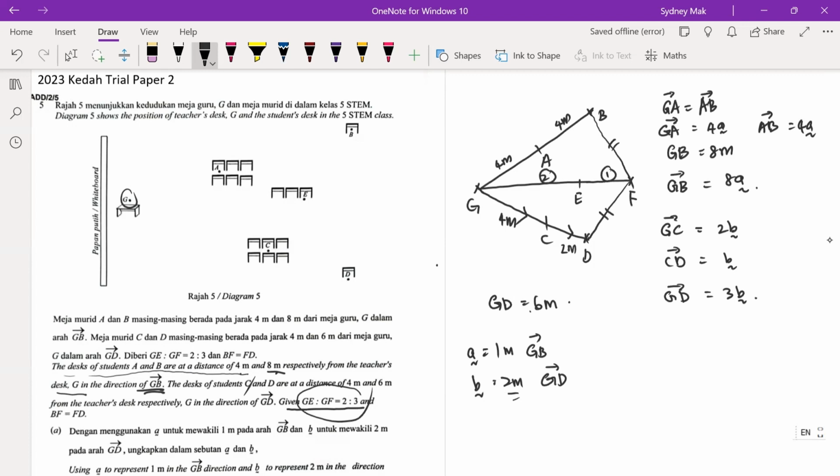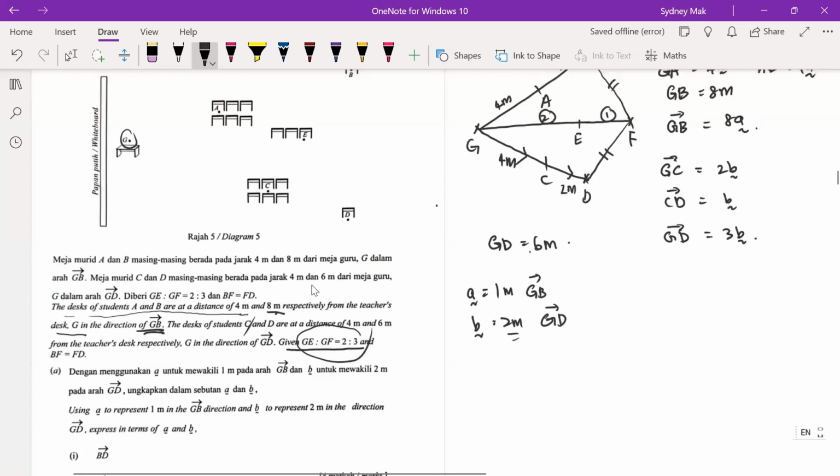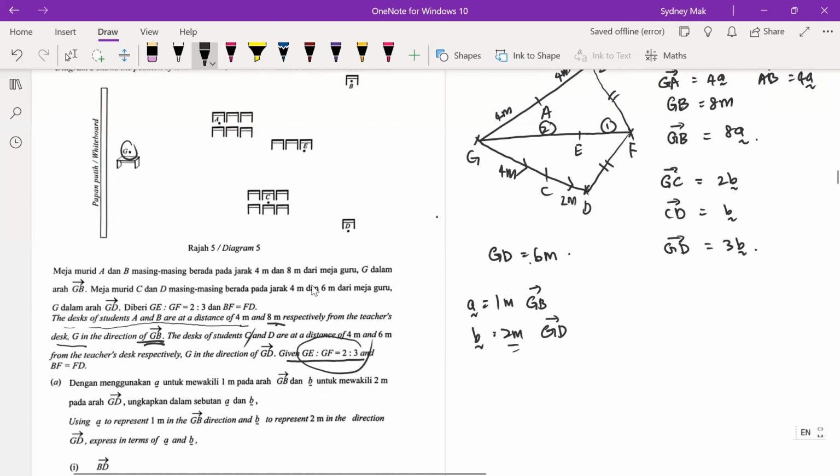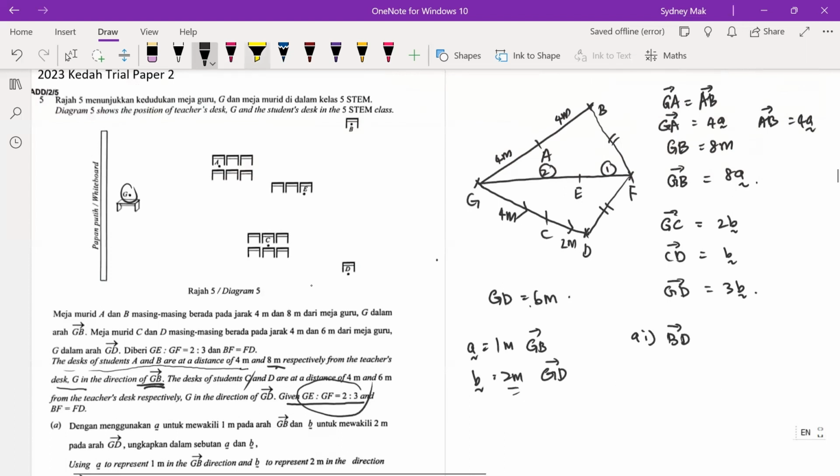So with this, let's find, using the vectors A and B, BD. Part 1, B to D. Let's look at the diagram. B to D, basically, we go from B through G, then through D. So BD is equivalent to going from B to G, then from G to D. So I have GB, so BG is in the opposite direction, negative 8A, and GD is 3B. So this is the answer.